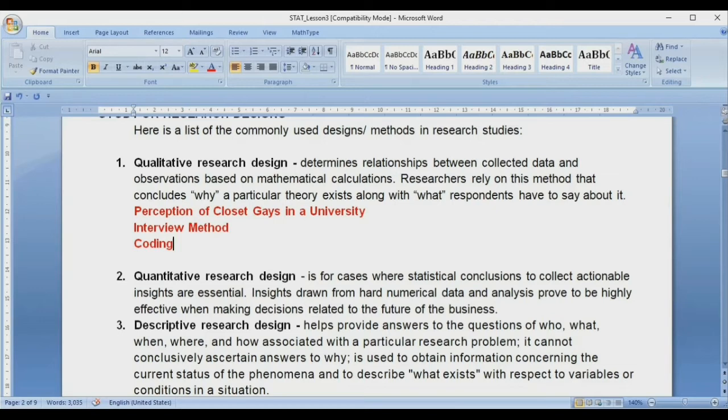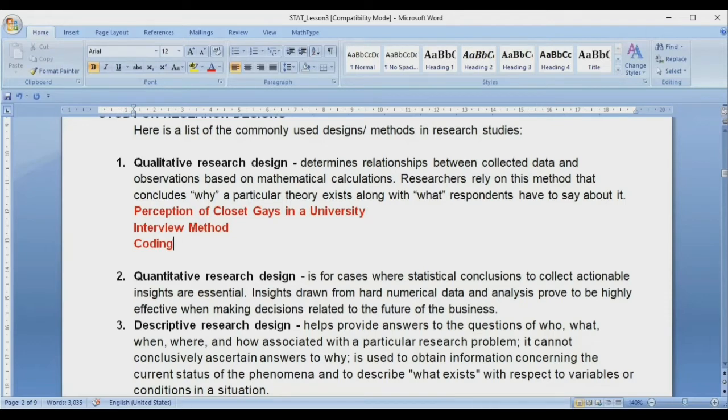It also answers the question, what are their preferred cologne, wardrobe. Syempre closet gay, tatanungin mo kung anong paboritong amoy ng cologne or perfume, tapos anong paborito nilang suotin na mga damit. Then, anong prefer nilang hairstyle. So, pag may magkakaparehas, i-coding mo.